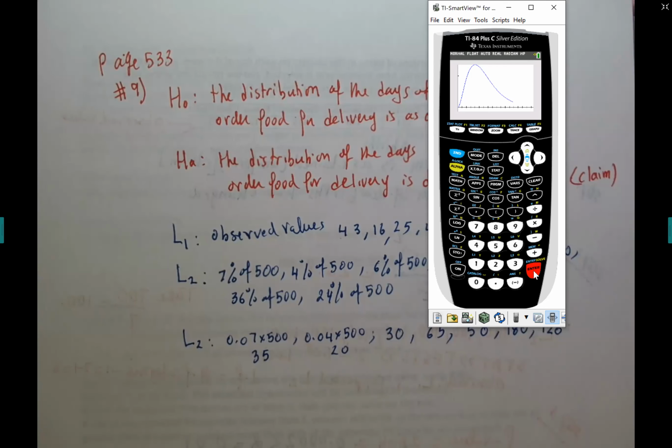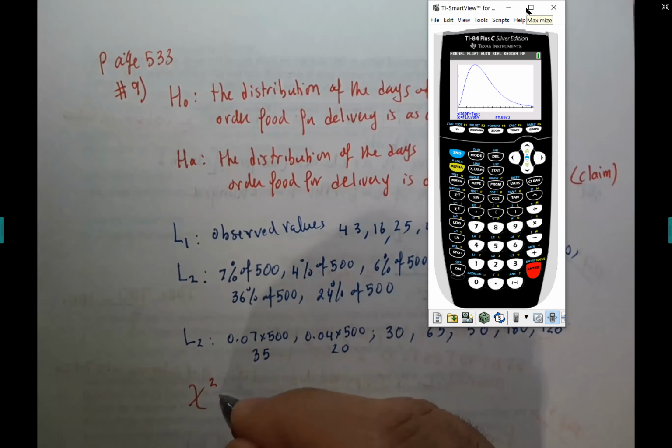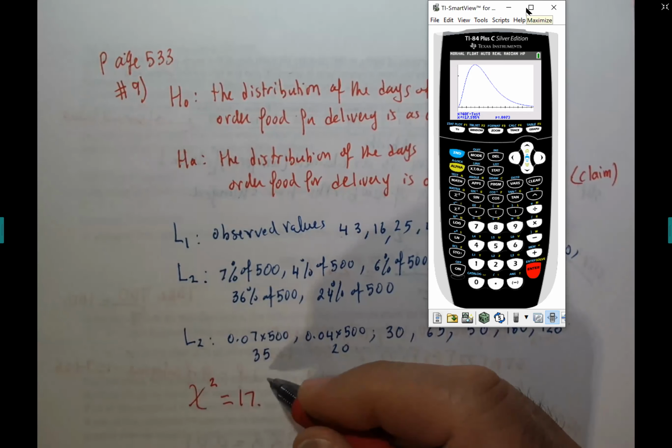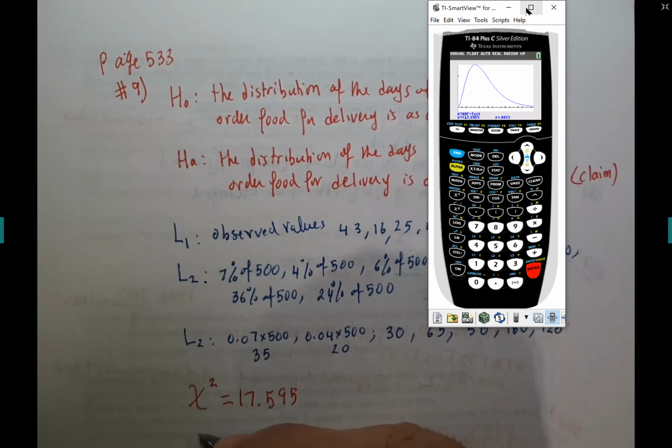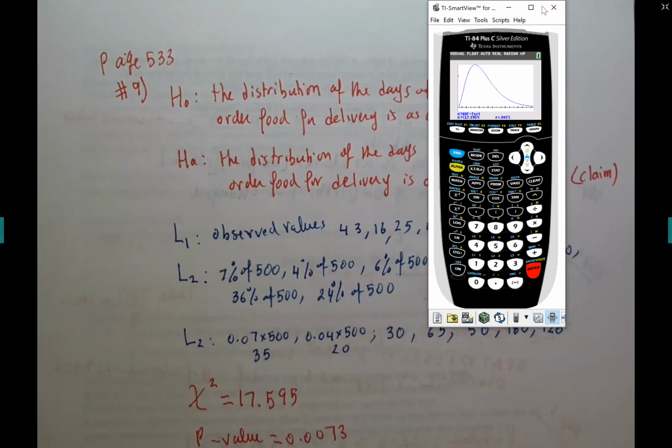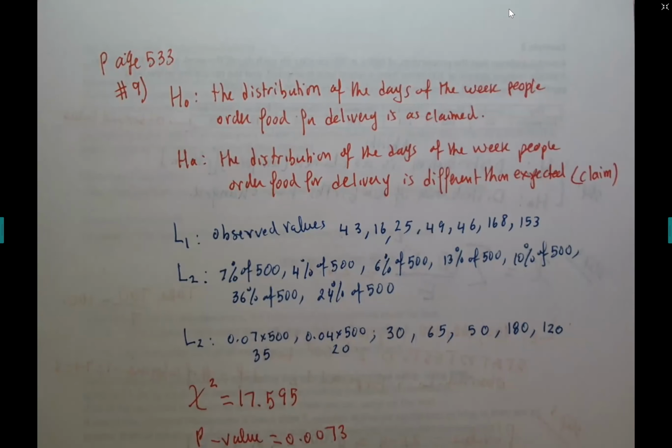So this is the test when you have more than 2 proportions. Here we have 7 proportions. So chi-square, guys, as you can see, it's 17.595, and the p-value is 0.0073. And that's all I need from the calculator. So let me write them down and then I'll remove the calculator. 17.595 and p-value is 0.0073. Okay, I don't need this. And let's continue.